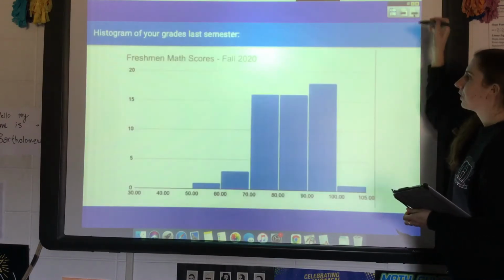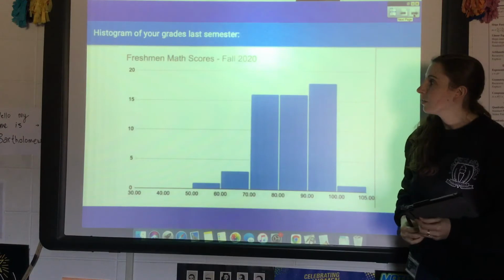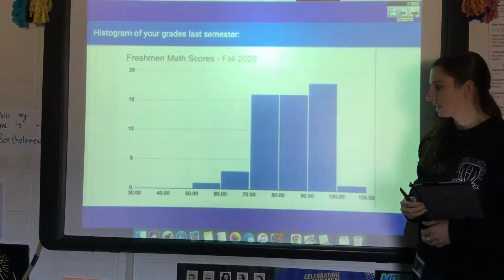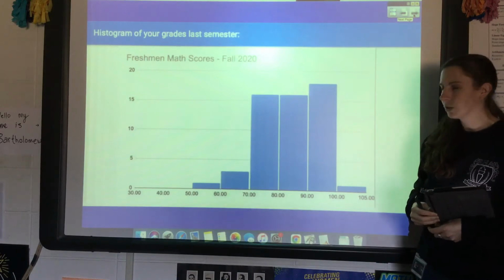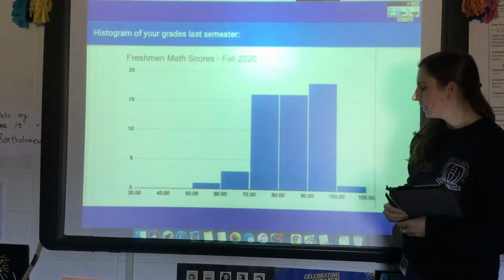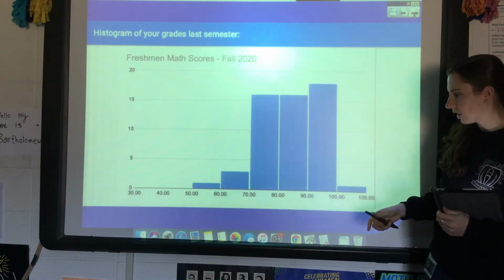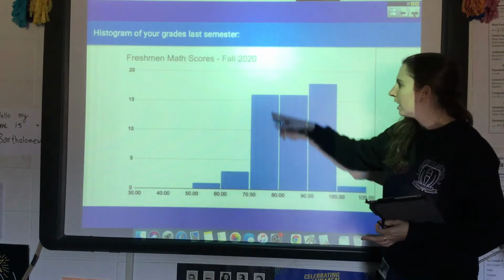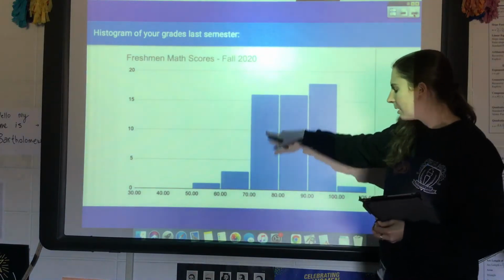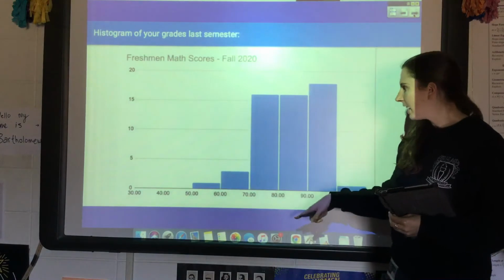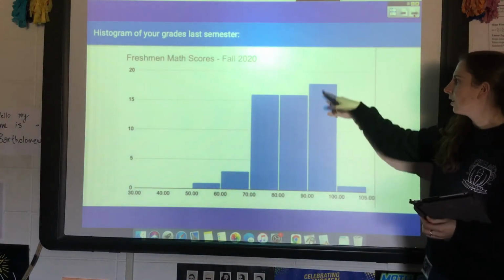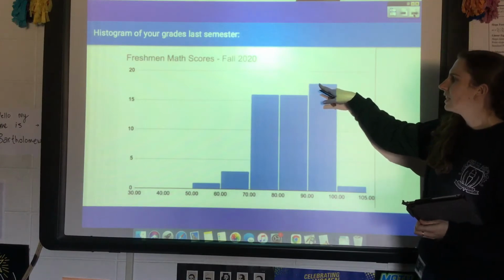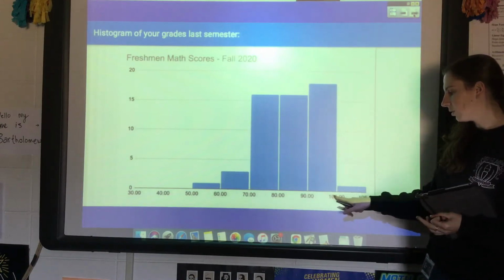Here's an example from my freshman class grades last semester. I had Google Sheets make a histogram out of this, just looking at the breakdown of grades. So there were 16 people that had a 70 to 80. There were also about 16 people that had an 80 to a 90. There were, I don't know what this is, 17, 18 people that had a 90 to 100.